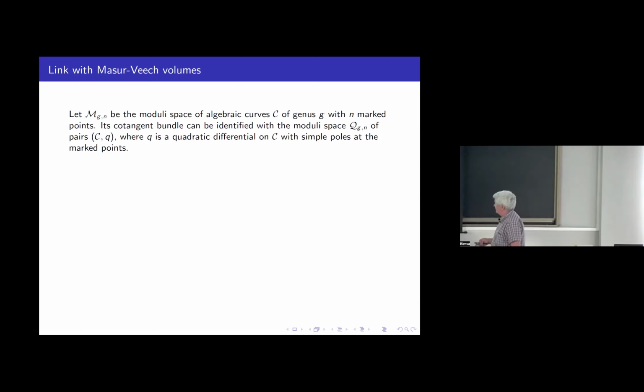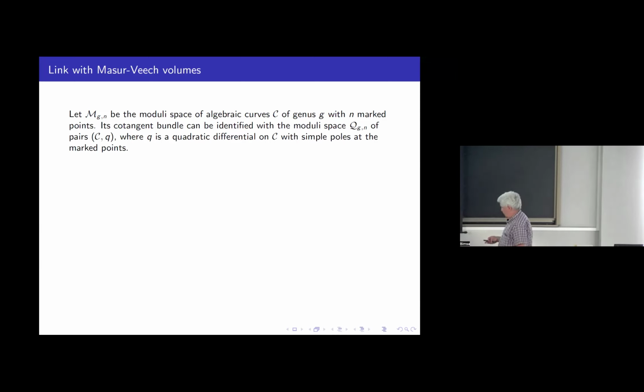So what's the question? You consider the moduli space of algebraic curves of genus g with n marked points, and its cotangent bundle is a moduli space of pairs C and Q. Q is a quadratic differential on C with simple poles at the marked points. Okay, so this is the cotangent space to the famous space M_{g,n}, the moduli space of algebraic curves with marked points.